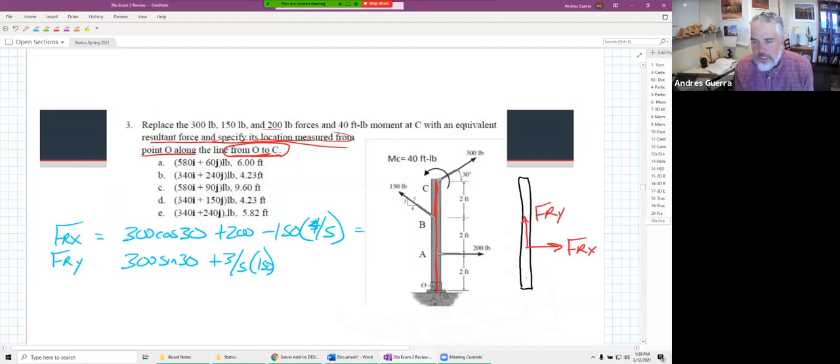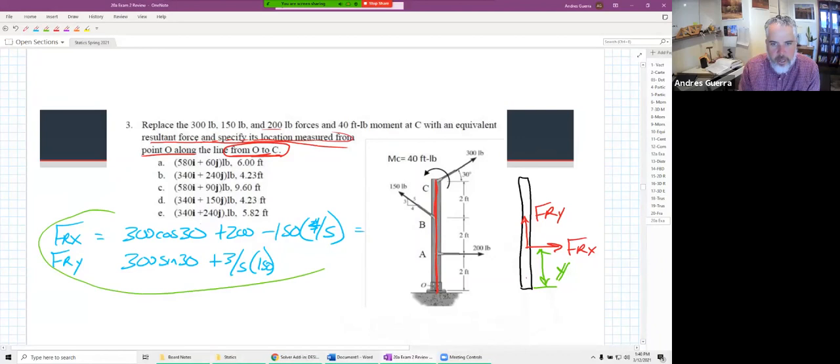Now, it may seem really simple that we're drawing this equivalent system, but this is really going to help us when we go to figure out, well, what is that distance right there? That's what we're looking for. Let's call it Y. They want us to find that distance. Well, we already found the X and Y components of FR, but now we need to figure out, okay, well, what is Y?